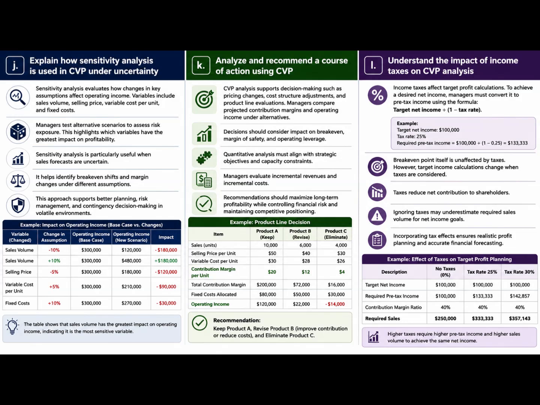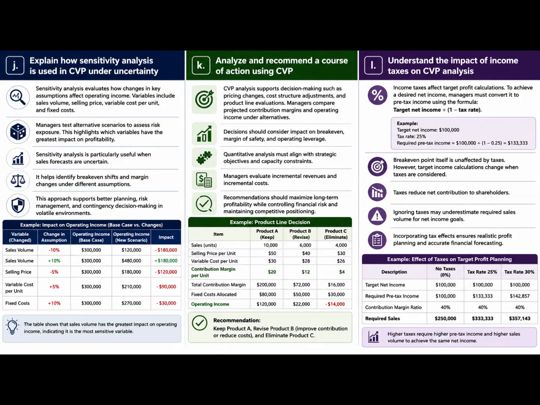Drop or add segment decisions require analysis of segment contribution margin. Only avoidable fixed costs are relevant. Allocated common fixed costs are typically not relevant unless they change. Accurate incremental analysis ensures decisions enhance overall profitability rather than distort performance measurement.